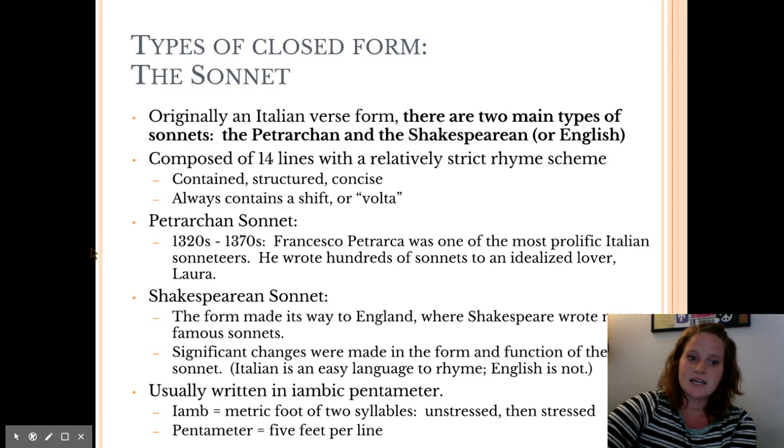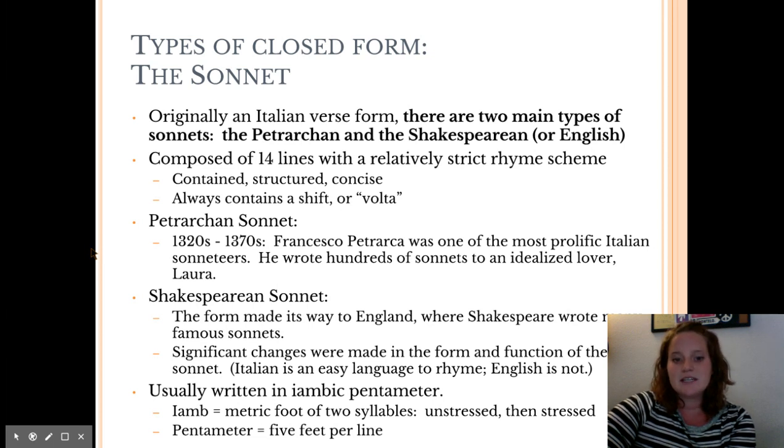The Petrarchan sonnet was developed by the writer Francesco Petrarca in the 1320s to the 1370s. He is one of the most prolific and most well-known Italian sonneteers. He wrote hundreds of sonnets, and all of these, for the most part, were written to his idealized lover, whom we know as Laura. The Shakespearean sonnet arose as the sonnet form made its way to England, and England is where Shakespeare wrote most of his famous sonnets.